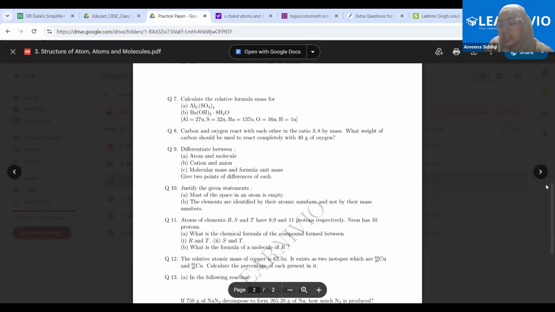Aluminum sulfate. Excellent. That is aluminum sulfate. Al2SO4 whole thrice. Calculate the molecular mass very quickly. Formula unit mass very quickly. Ma'am, what is the mass of aluminum and sulfate? They have written it here. 27 U.